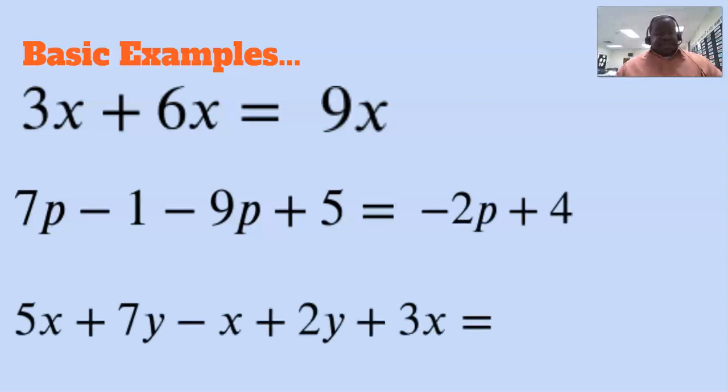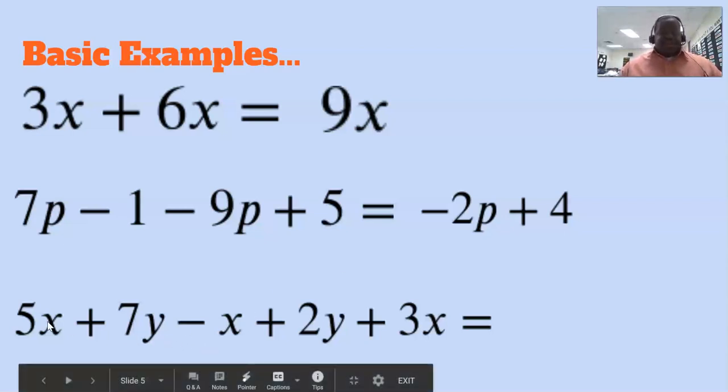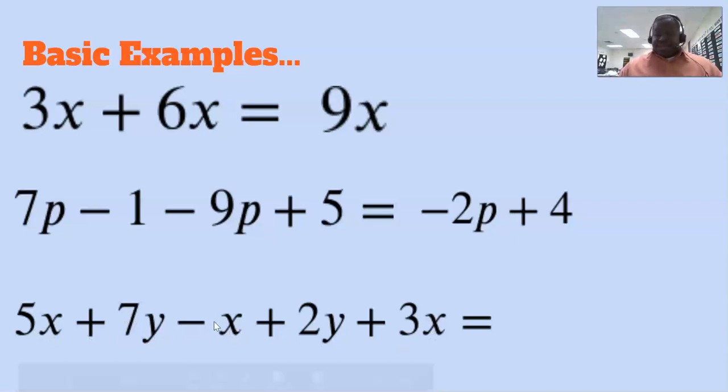One more example on this screen. 5x plus 7y minus x plus 2y plus 3x. Now notice here, we have two different kinds of variables. We have x's and y's. So we're going to have to treat them separately. We're going to put all the x's together. So that's the 5x, the negative 1x, and the 3x. Remember, if it's no number there, it's understood to be a 1.